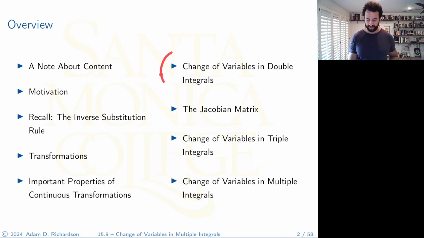Then we will get the general change of variables formula in double integrals. And then about midway through there, we're going to stop and talk about the Jacobian matrix, which is necessary for this construction. Then we will generalize the result to a change of variables in triple integrals, and then a change of variables in multiple integrals is where we'll finish up. All right, so if you need to take a break in the middle of the lecture, please do, don't feel bad. But there's going to be a lot of stuff we have to talk about.